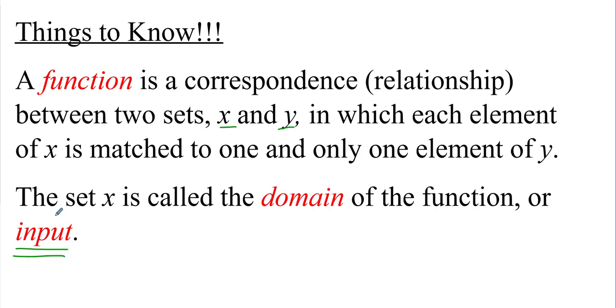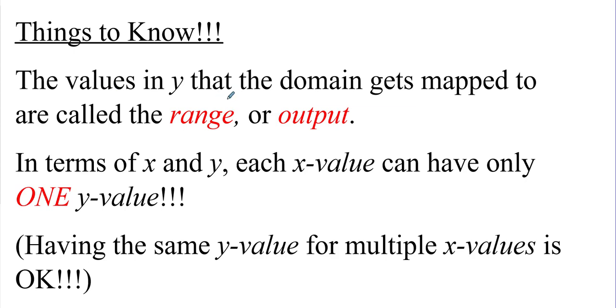They're also known as our input values. Remember, if we have this machine, we're plugging something in and spitting something out. So the set of x values is the domain. And the values in y that those domain values get mapped to, these are what we call the range, or the output.